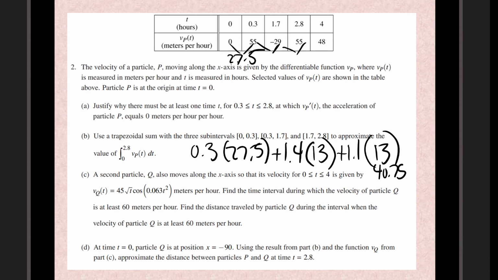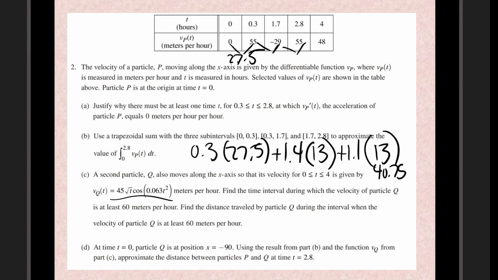Okay, so then C says a second particle, so unrelated to this table, moves along with this janky equation here that, thank goodness, this is a calculator question for. Find the time interval during which the velocity of particle Q is at least 60 meters per hour. Find the distance traveled during this period.